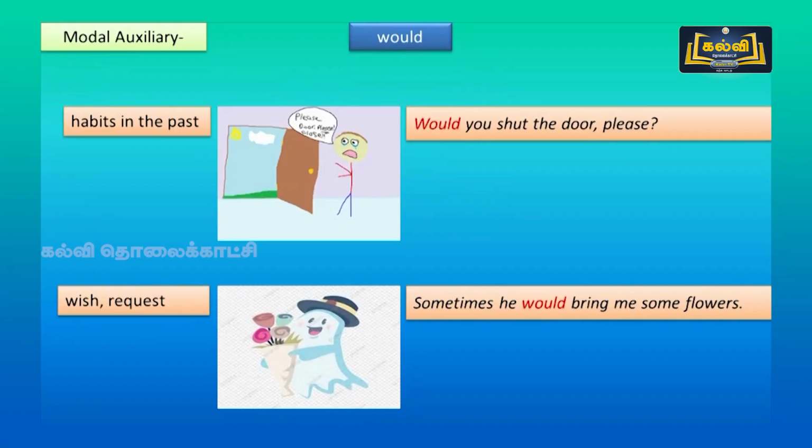Coming to the next one, would. Look at the usage. Would is used for habits in the past, as well as to show a wish or request. Look at the sentence. Would you shut the door, please? And look at the second sentence. Sometimes he would bring some flowers. Right. I think you have got a clear view about the usage of shall, should, and will and would.